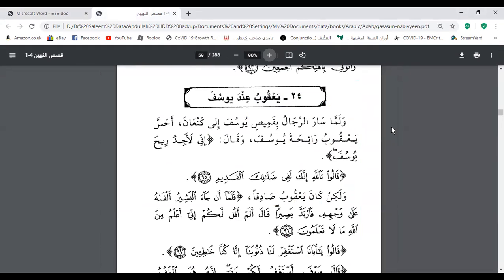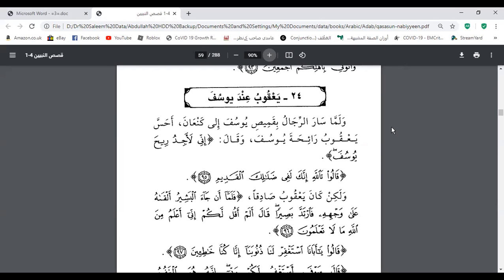Yaqub and Yusuf. Yaqub alayhi salam is now in front of Yusuf. He's been brought here. ولما سار الرجال بقميص يوسف إلى كنعان أحس يعقوب رائحة يوسف وقال إني لأجد ريح يوسف. When the men, sara means to travel. That's why you just say sir, go, drive, travel, move, sayr.